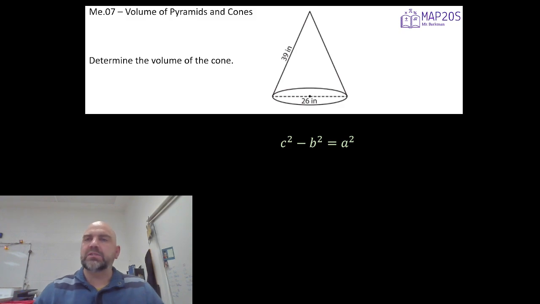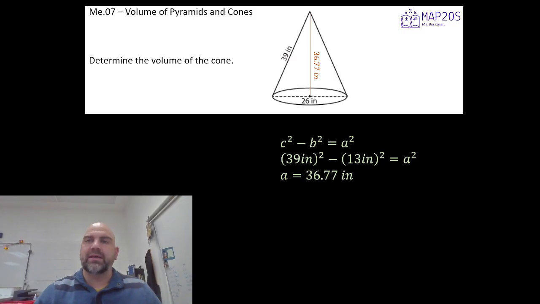So you're going to see C squared minus B squared is equal to A squared. I've rearranged it to solve for a leg instead of the hypotenuse. I'm going to plug my values in. Slant height there is 39. The radius, and yes, we're using the radius, is 13. That should give us an A value of 36.77, which now you can see in my really nice right angle triangle. And that's what we were solving for.